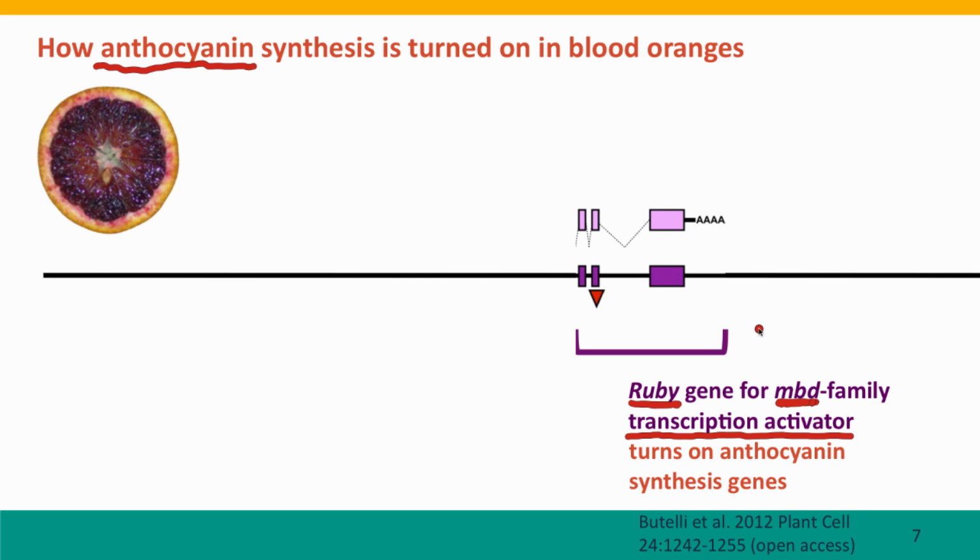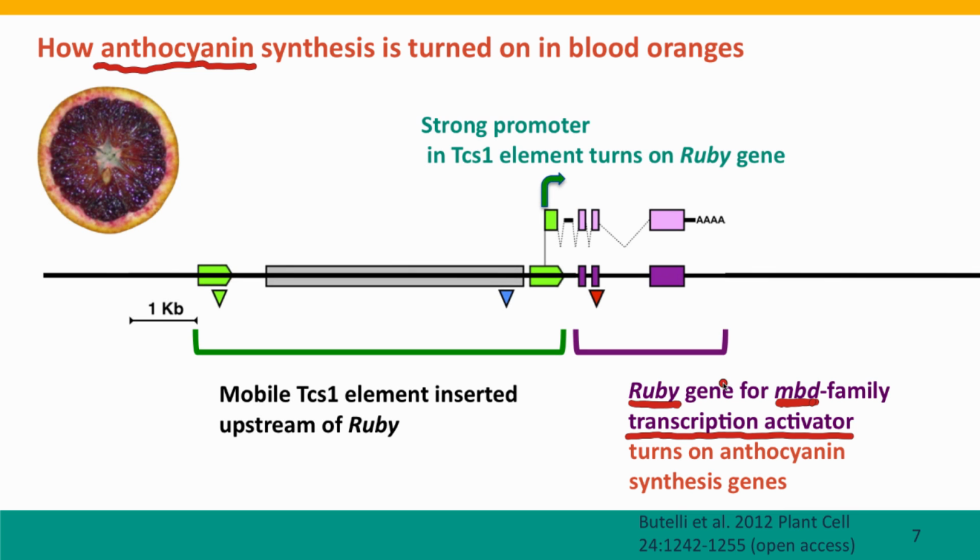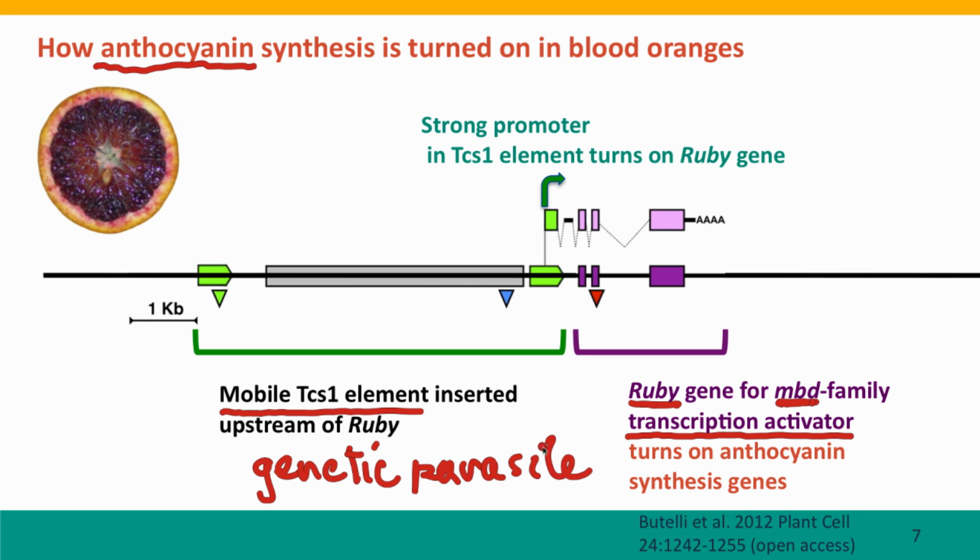But in blood oranges, the Ruby gene has been activated to a much higher level, and it's been activated not by a point mutation, but by the insertion of a mobile element. This is one of those genetic parasites that we discussed earlier that can insert into the genome and insert into genes. In this case, it's inserted upstream of the gene, and as we described, it contains its own promoter pointing out of the element. So here's the element, here's the element's promoter, and it's turning on transcription of the Ruby transcription activator, which is turning on synthesis of anthocyanin in the oranges.